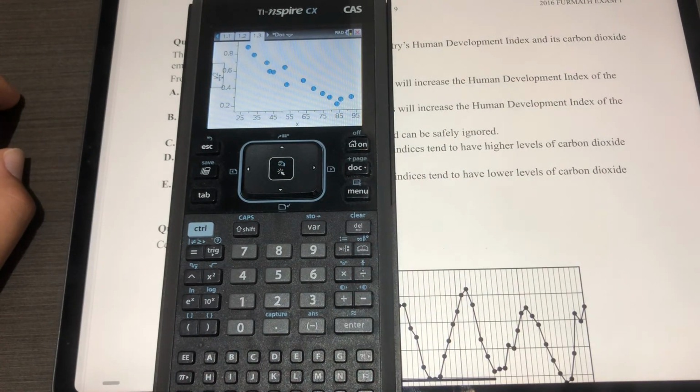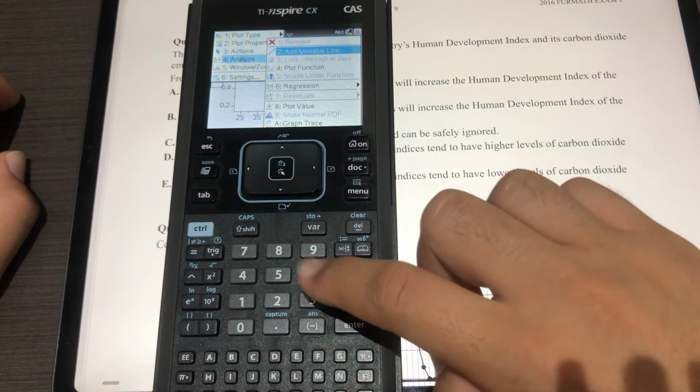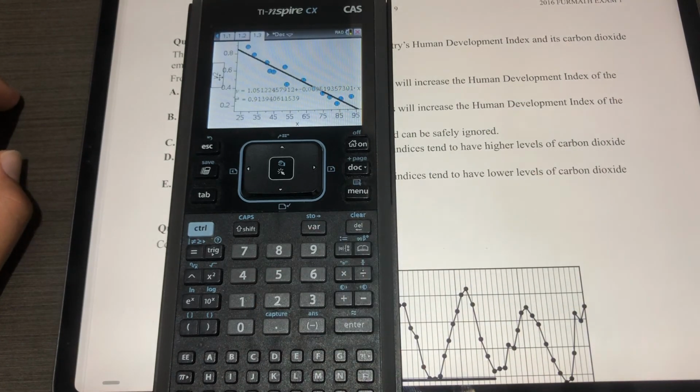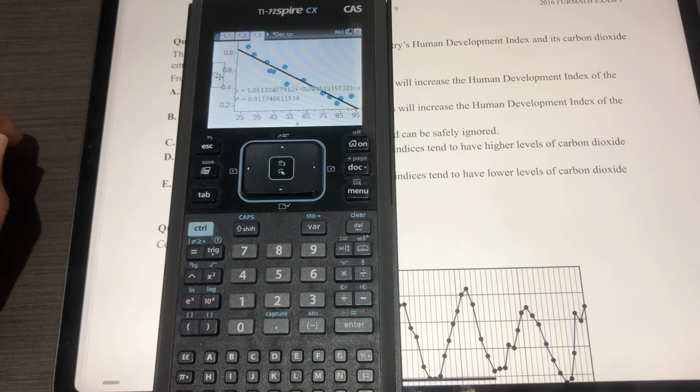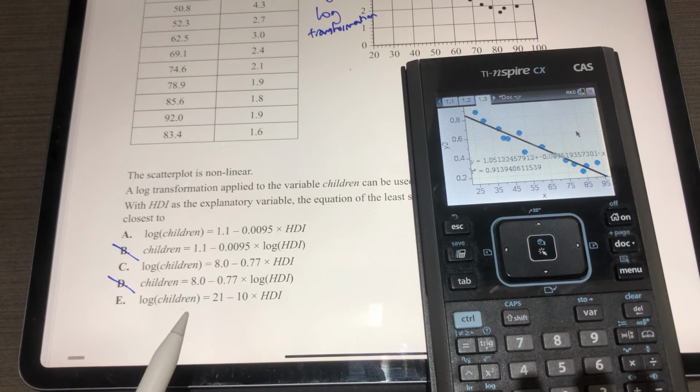Hit enter, and you see how the line comes slightly more straight. Press menu 4, 6, 2, and over there it comes up with your linear regression line. Okay, so now our linear equation has come up, and we want to pick which one's the right one. So we have 1.05 as our A. So we have 21 here as our A.